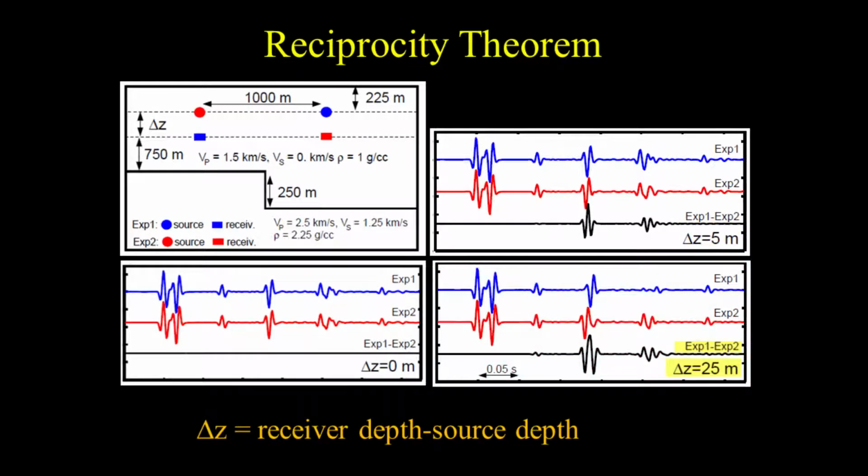We now compare data corresponding to the two experiments for delta Z equals 25 meters. The difference between the two traces is now large. This result confirms that the reciprocity theorem does not apply in this case.